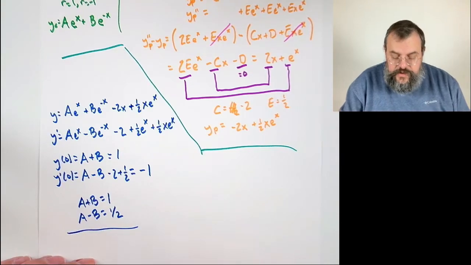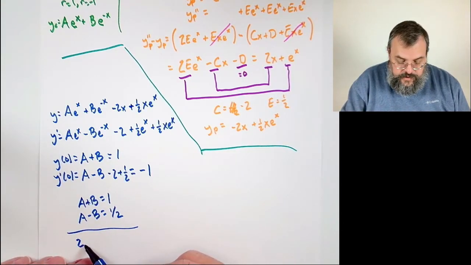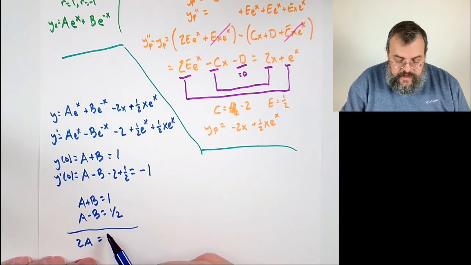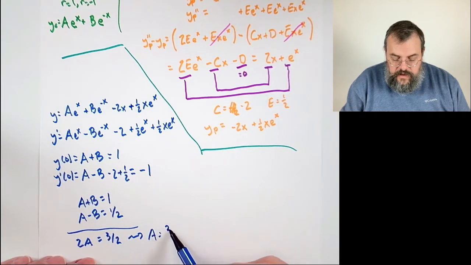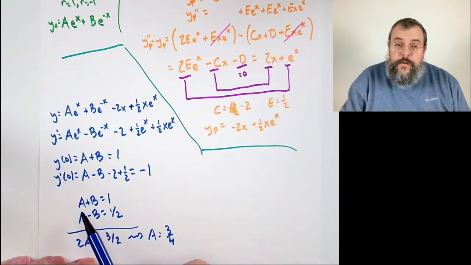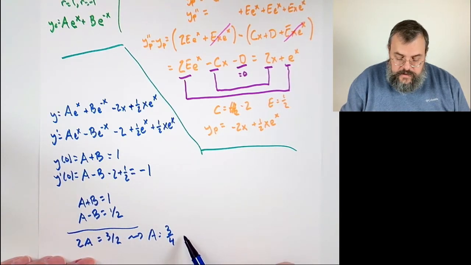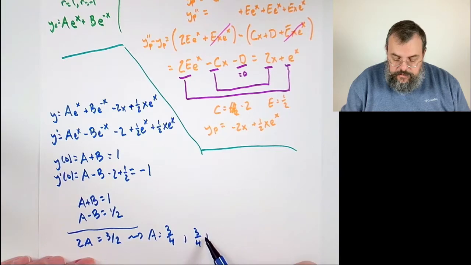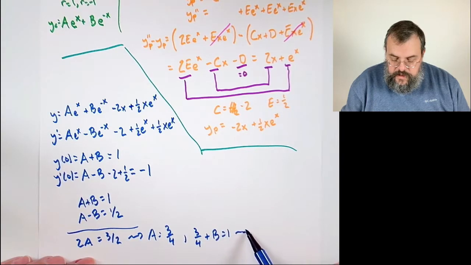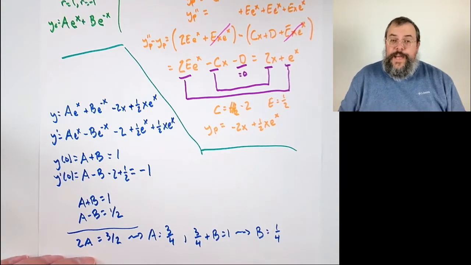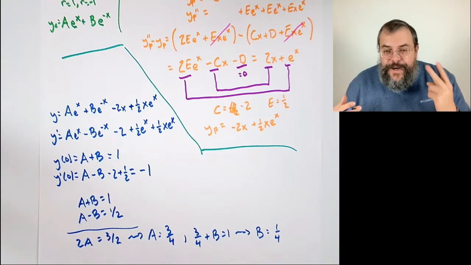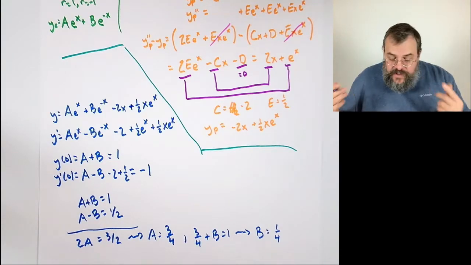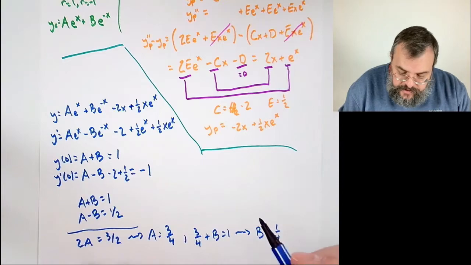Let's just add those two together. We come up with 2a equals 1 plus 1/2 is 3/2. Okay, so that says a should be 3/4. Once we know a, that says 3/4 plus b equals 1. So that says b has to be 1/4. So now we know a and we know b. And those were the last 2 pieces of our puzzle. And so we are now ready to put it all together.